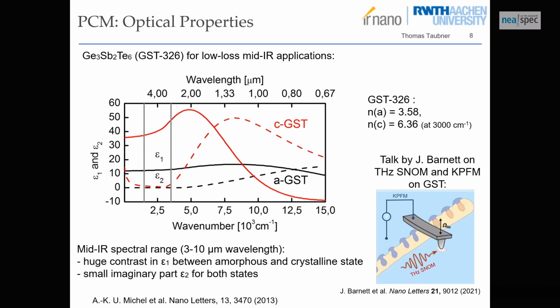Here is the full dielectric function from the infrared to the visible. The solid red line is the real part of the permittivity for the crystalline GST, and the black one is for the amorphous GST. We focus especially on this mid-infrared region, between the onset of the interband transition and the Drude response, which Julian talked about before. Here we have a huge contrast in the real part of the permittivity and very negligible losses in both phases. This makes it a very interesting material.